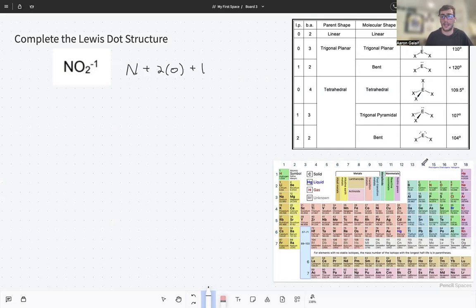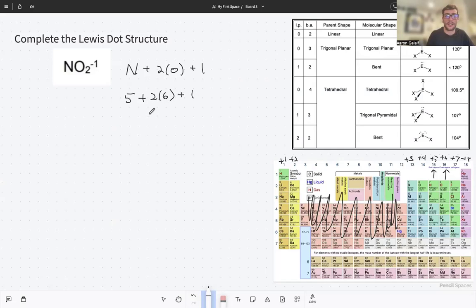So here we go. Nitrogen has 5, oxygen has 6. We go up from their corresponding group and subtract from 10. Obviously, do not include the transition metals on those. So these are +1, +2, skip a few, +3, +4, +5, +6, +7, +8. Those are the valence electrons. So we see nitrogen has 5, oxygen has 6. We can clearly see that this is going to be 5 plus 12 plus 1, which will give us 18 total valence electrons.